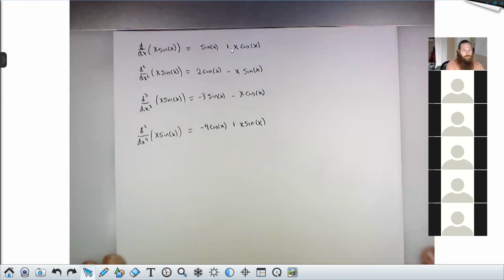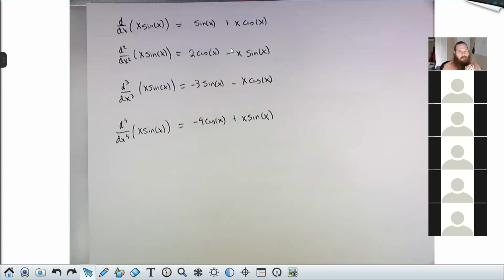Here's what we've calculated. So what is the pattern? What do we think the fifth derivative would look like? Would it be 5 sine x plus negative x cosine x? Let's think first about each of the pieces here. It looks like any of these derivatives, you're going to have some number and then sine or cosine, and then some x times sine or cosine here. And the signs in between blink back and forth. And the signs over here blink back and forth.